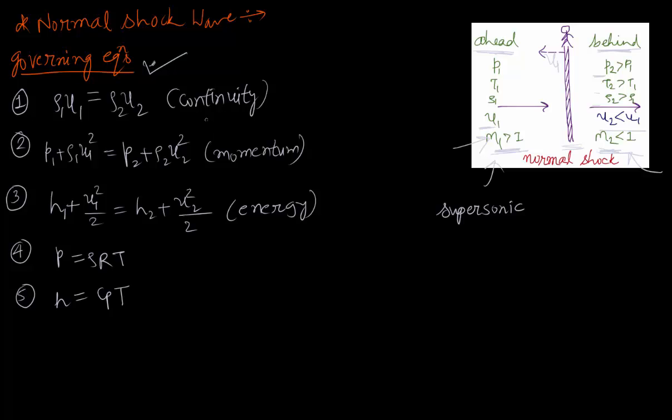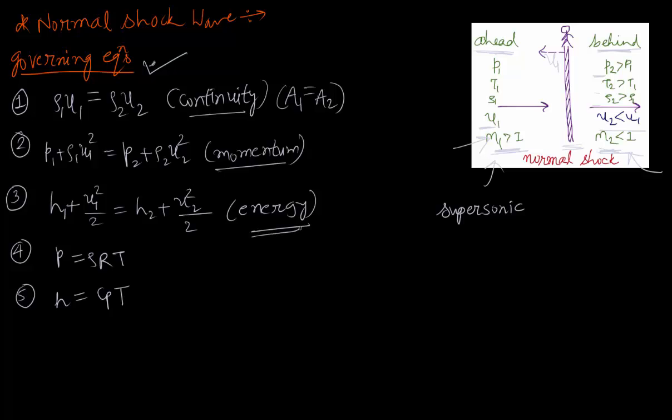The first one is the continuity equation. The second one is the momentum equation. In the continuity equation, we have assumed that A1 is equal to A2, its area is constant throughout the duct. The third one is the energy equation, and we have assumed that the whole process is adiabatic.